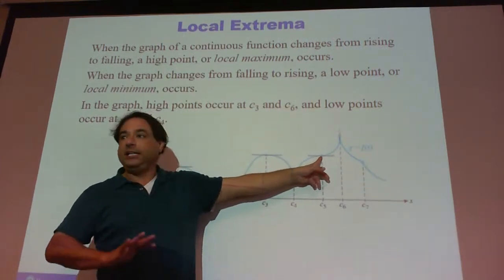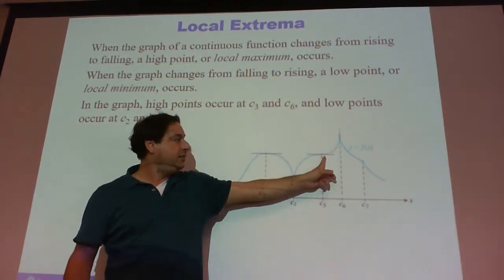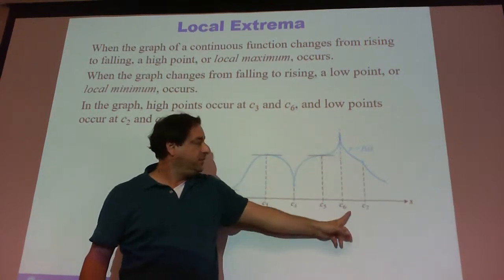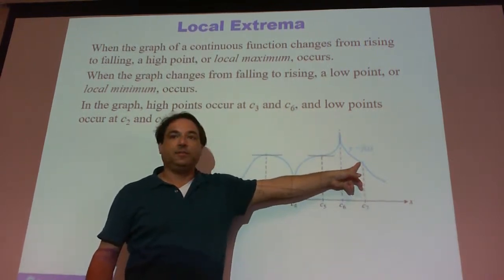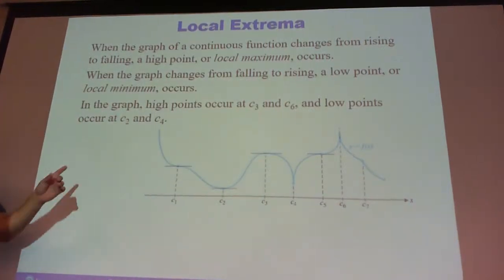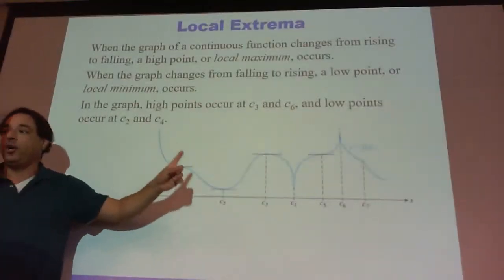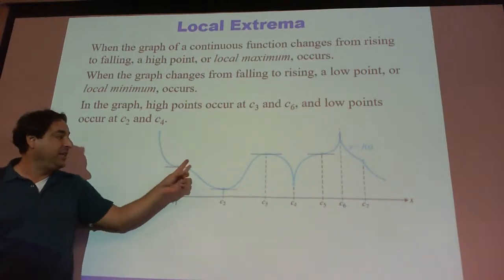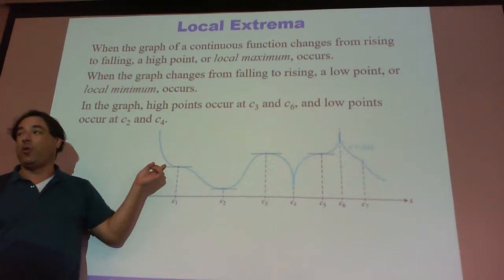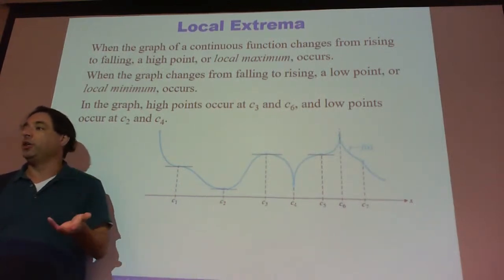C5. Neither. Increasing, increasing. C6. Local max. C7. Neither one. That's all we're doing in chapter 4. Okay? But this is a graph of the original. We're going to find all the highs and lows. Sometimes it will be a max. Sometimes it will be a min. Sometimes it won't be either one.